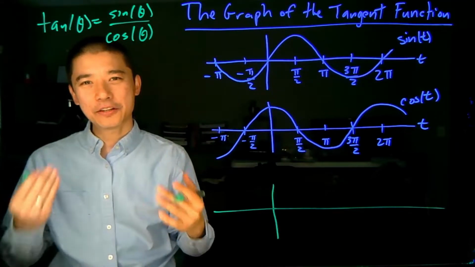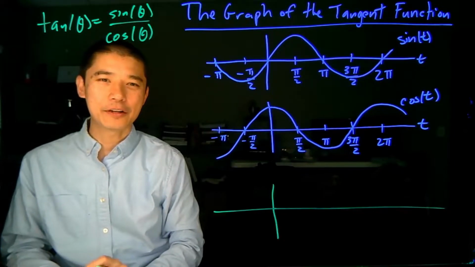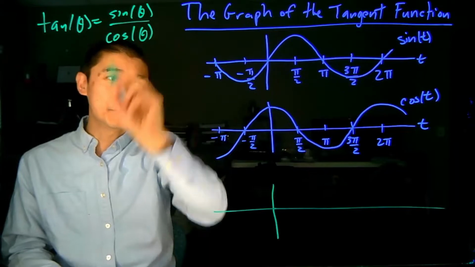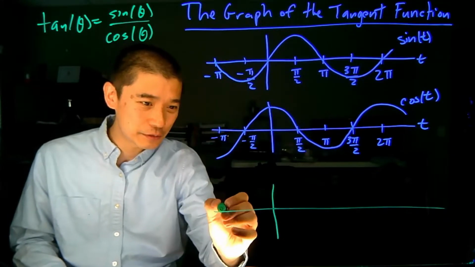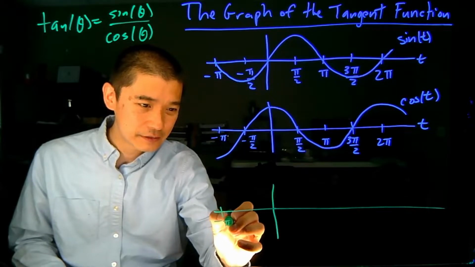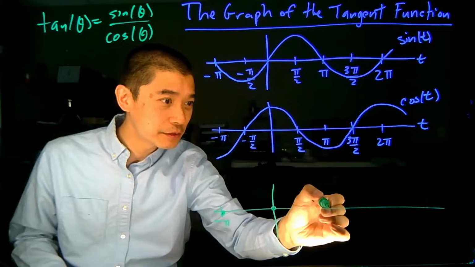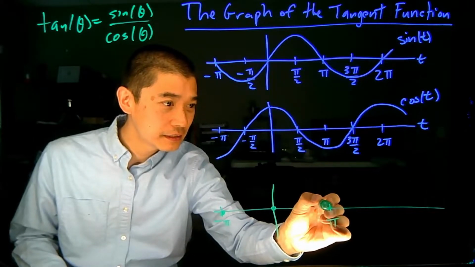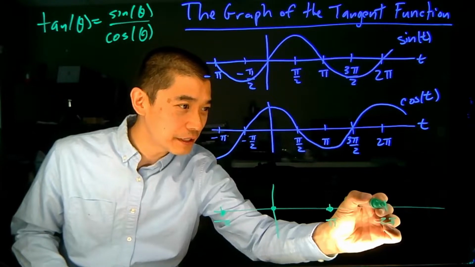How do we get a zero for a fraction? Zeros for a fraction happen when you have a zero in the numerator. So the numerator is a sine function. Where is the sine function equal to 0? It's equal to 0 here at negative pi. It's equal to 0 at 0. It's equal to 0 at pi and at 2 pi. And in fact, it's 0 at every integer multiple of pi.